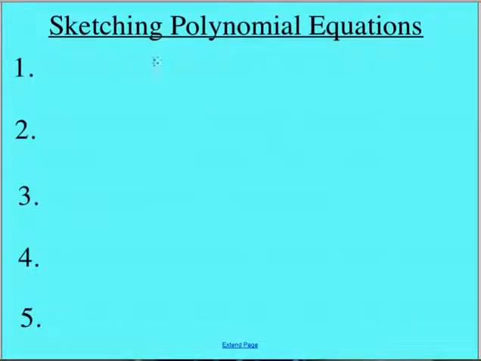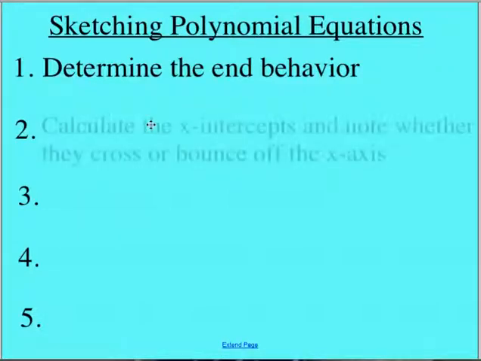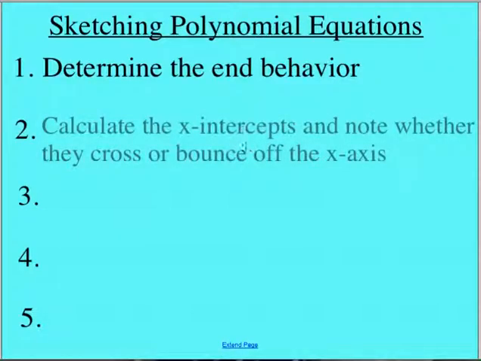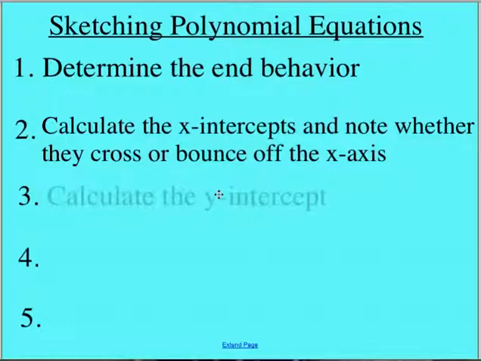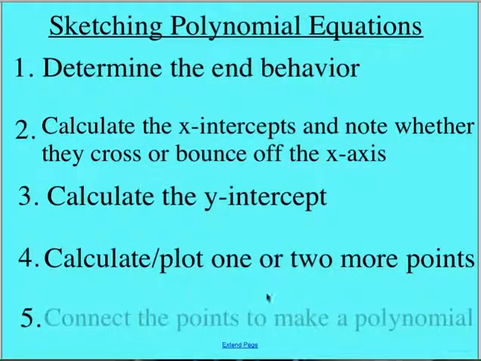Sketching polynomial equations. The first thing you want to do is determine the end behavior. So you want to look at whether the degree is odd or even and whether the leading coefficient is positive or negative. The next thing would be to calculate the x-intercepts and then note whether they cross or they bounce off the x-axis. So that's paying attention to the even or odd multiplicity. Calculate the y-intercept if you can. Calculate and plot one or two more points, and then connect the points to make a polynomial. So remember to make nice smooth curves.